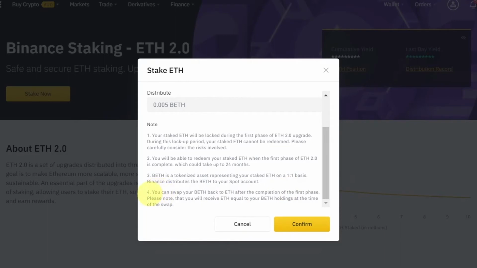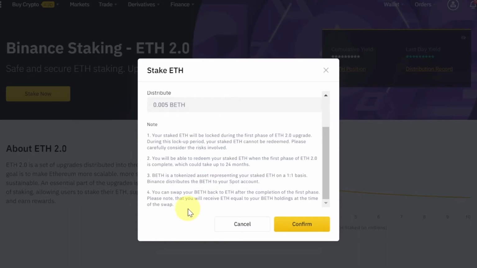And then we've got the next information that you can swap your Binance Ethereum, or B Ethereum, back to Ethereum after the completion of the first phase. And please note that you will receive Ethereum equal to your B Ethereum holdings at the time of the swap. So the B Ethereum will get to your spot account. You can send it to your external wallet.